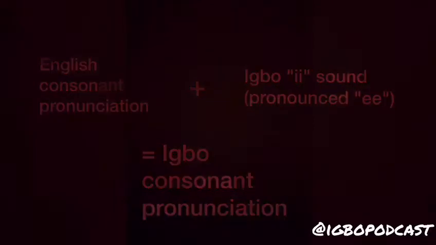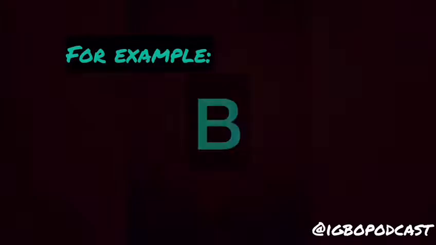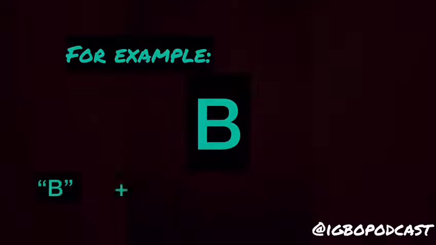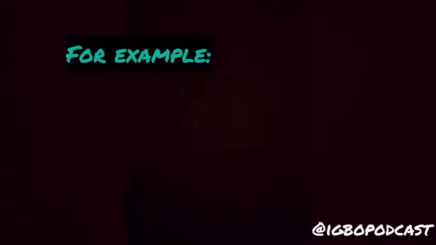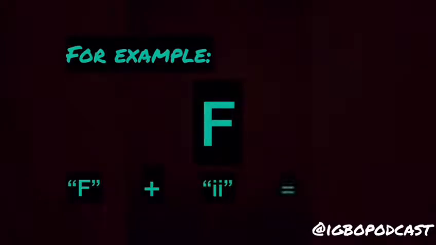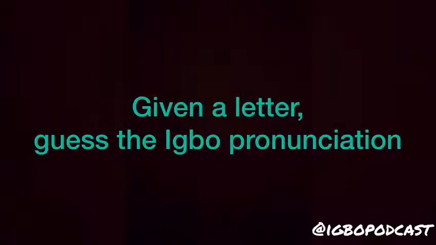Yes, thank you for that, Ifanaya. Let's explain what we mean. So let's take this letter B. If we follow this formula, then this is what we'd get: B plus E gives you Be. If we take the D letter, D plus E gives you De, or F plus E gives you Fe, and so on and so forth. And so without just giving the rest of the consonant sounds, we'd like you to try and figure out the sound first. So we'll have a letter appear on the screen, give you a moment to try and pronounce the sound, and then tell you the pronunciation.